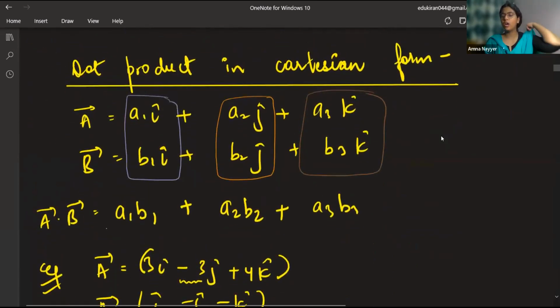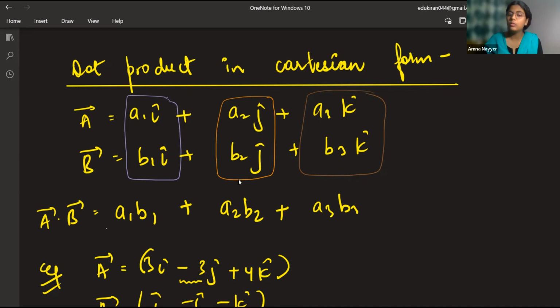When you are writing dot products in Cartesian form, all the coefficients are multiplied independently and ultimately added at the end. For example, suppose you have to write the dot product of vectors given in component form. So A1 into B1 will become your one component. Let's say here 4 i cap was written, below 3 i cap was written. So 4 into 3, 12 you are going to write there. Not 12 i cap, because i dot i will become 1.